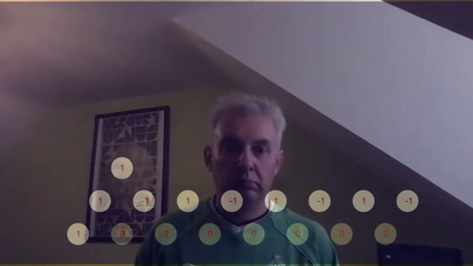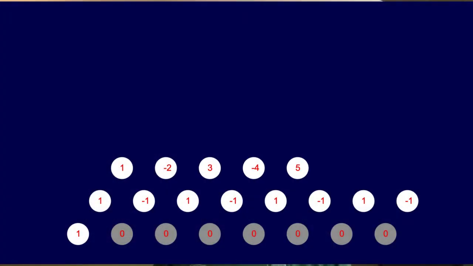The line above, we can generate the same way: 1, minus 2, 3, minus 4, and so on. In fact, the negative nth row is the same as the nth diagonal of Pascal's triangle with alternating signs. But proving that is left as an exercise.